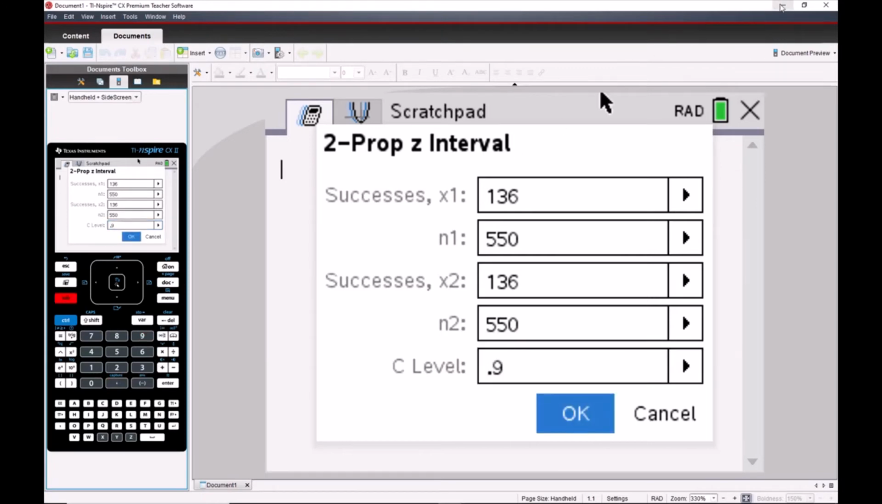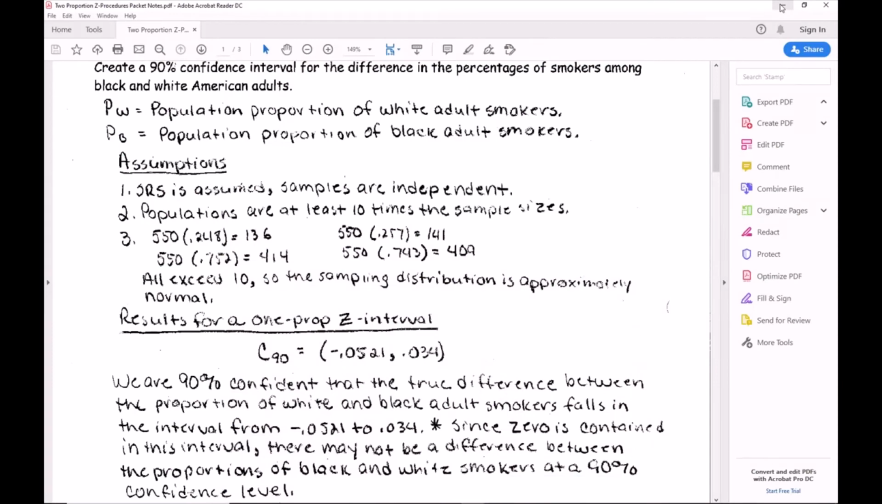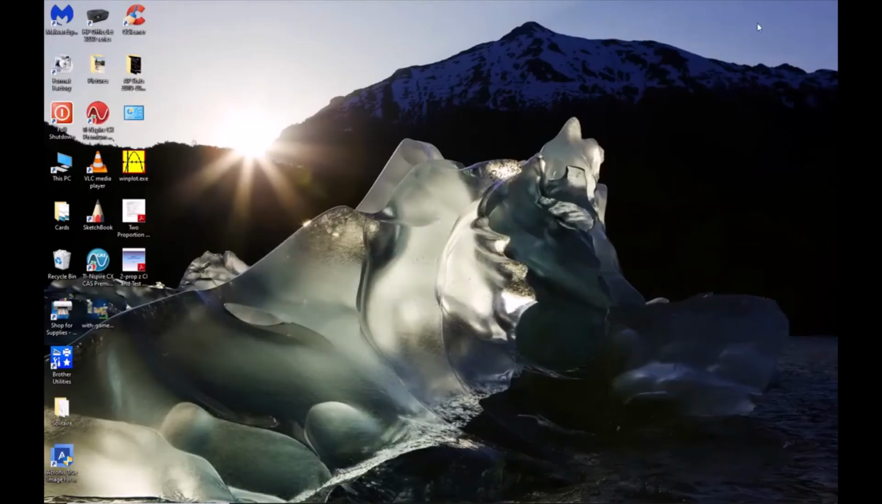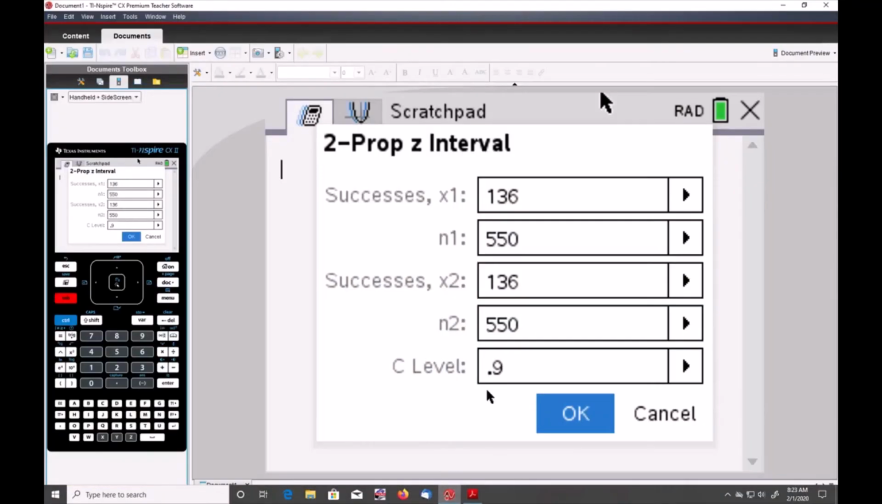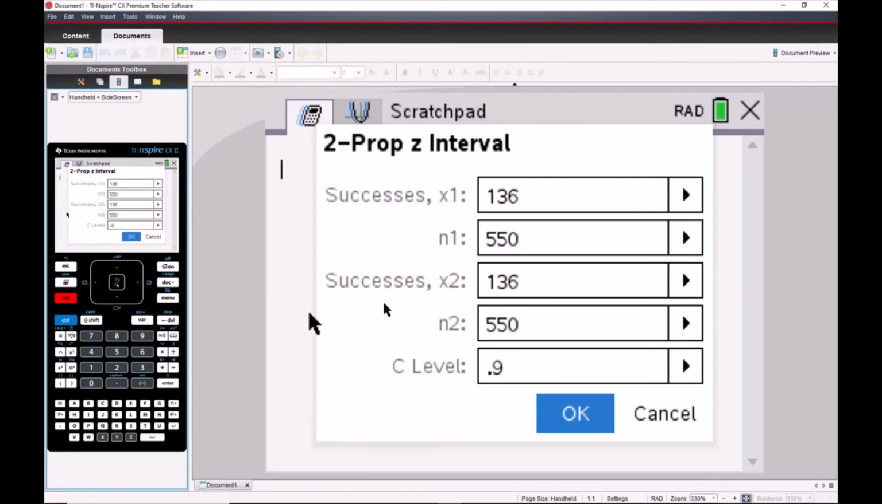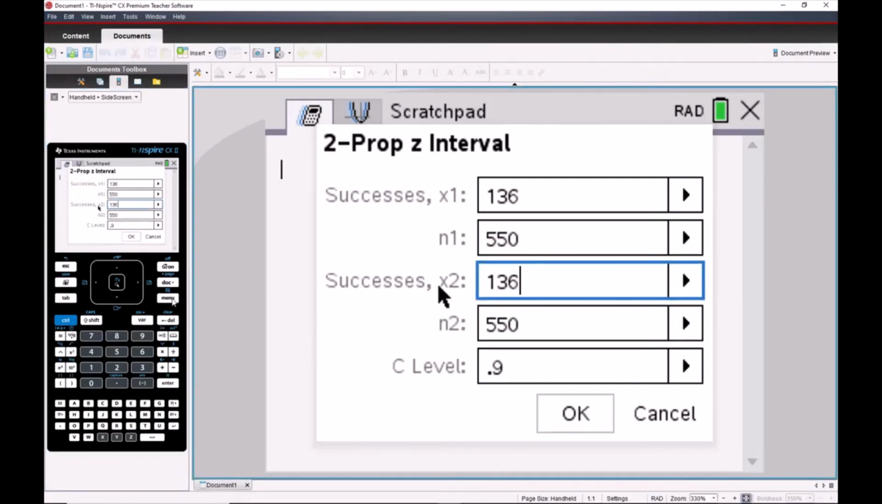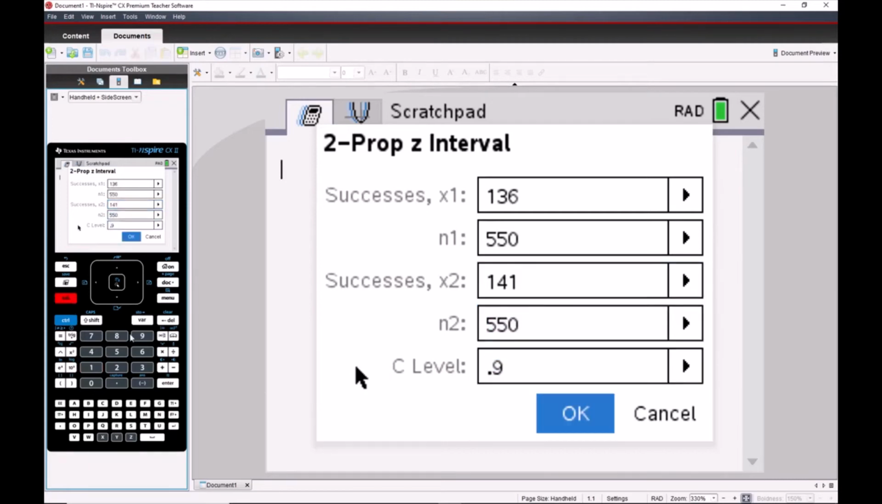All right, let me just make sure I have 136. Oh, that's not right. 136 and 141. I'm glad I checked. So let's change that. So delete, and we'll do 141. All right, if you look at these things, they look pretty close together. So if we trap 0, I would not be surprised.